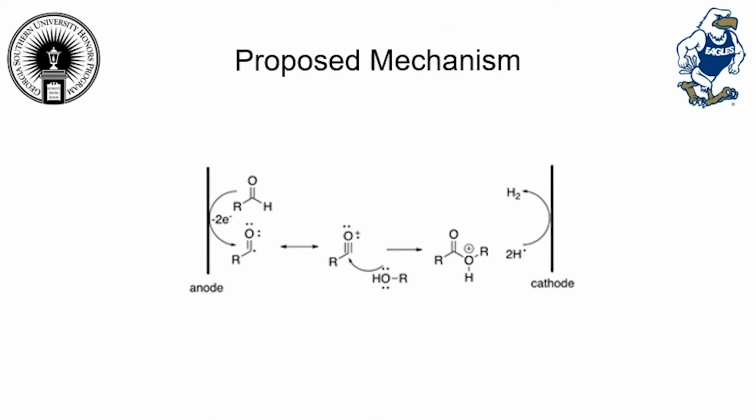Our proposed mechanism is that the aldehyde gets oxidized and loses 2 electrons to create a radical on the carbon. And then the electrons from the oxygen on the alcohol attack that radical. And then an oxygen with 3 bonds is unstable, so the hydrogen from the oxygen from the alcohol combines with the hydrogen from the aldehyde to produce hydrogen gas.